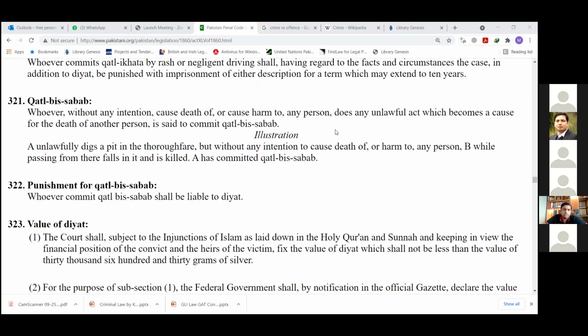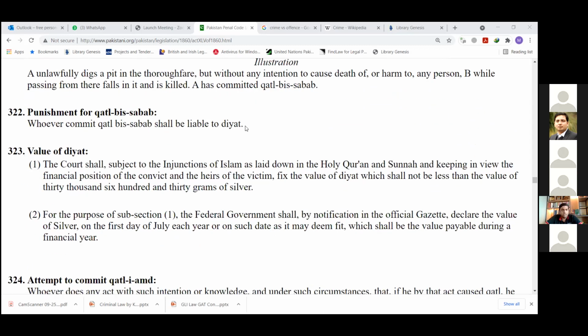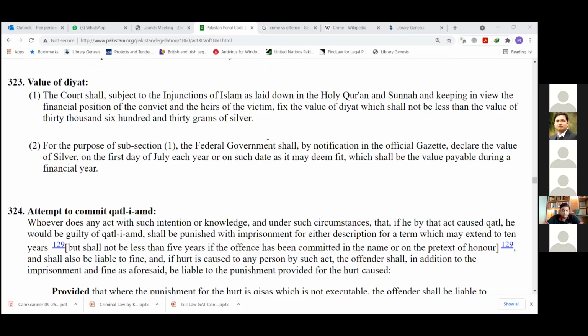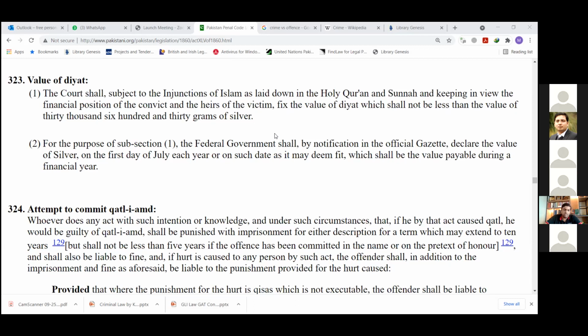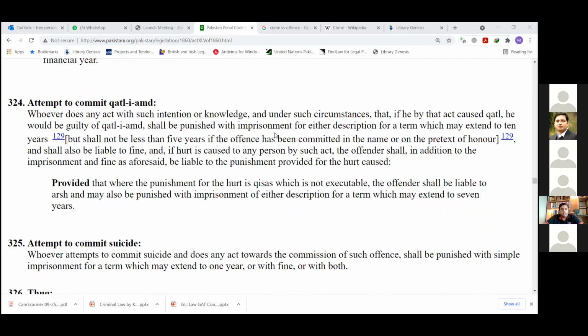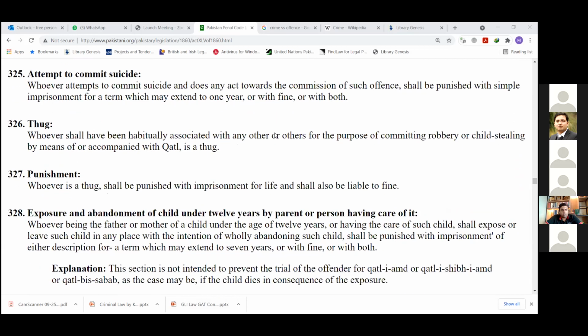Qatl bisabab is when, without any intention of causing death or harm, one does any unlawful act. The act should be unlawful, and that act causes the death of another person. It is known as qatl bisabab. Value of diyat, as I have already stated, 30,630 grams of silver. Sorry, I think I'm just corrected. So 30,630 grams of silver. Attempt to qatl-e-amd is also an offense.